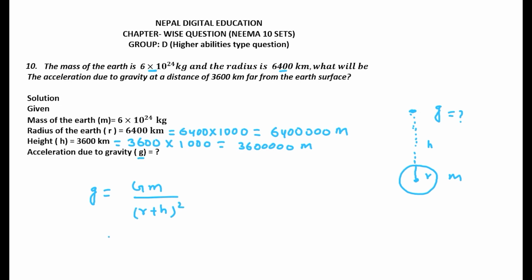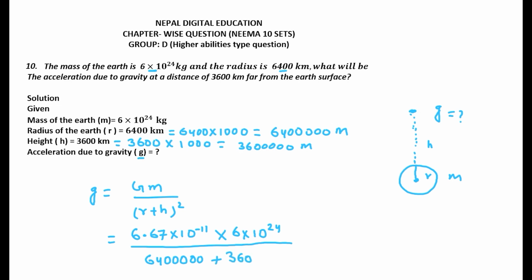This capital G is the gravitational constant and its value is fixed, that is 6.67 into 10 to the power minus 11, into the mass, which is 6 into 10 to the power 24. Here r is 6400000 plus the height 3600000, this whole square.